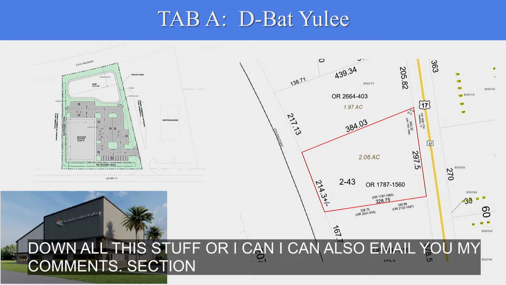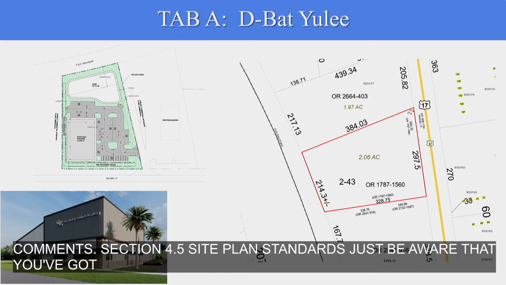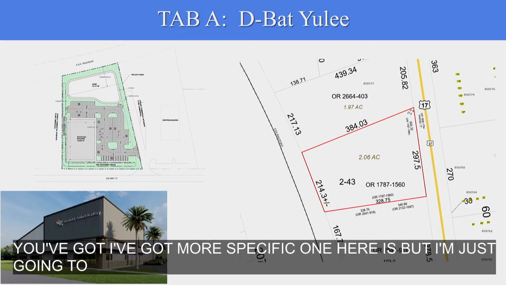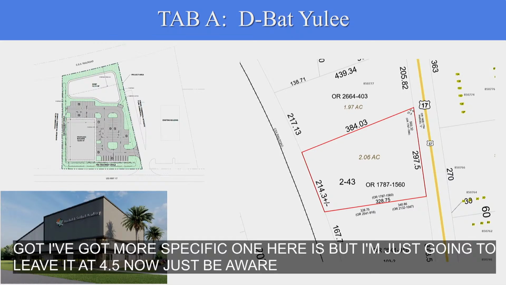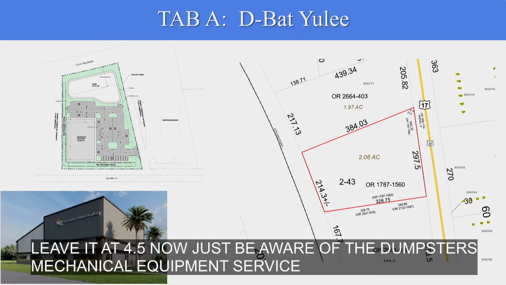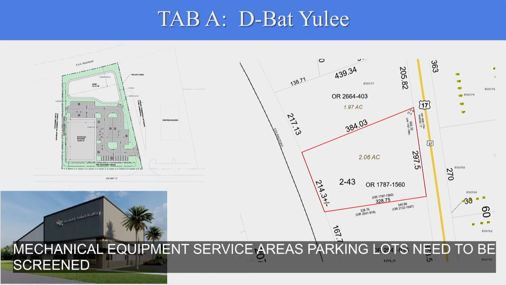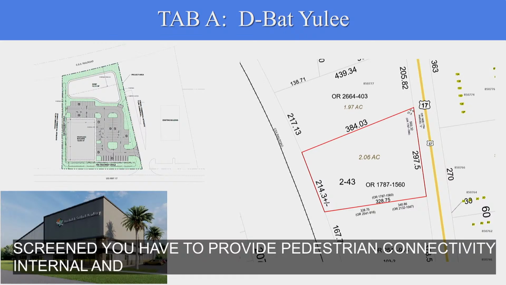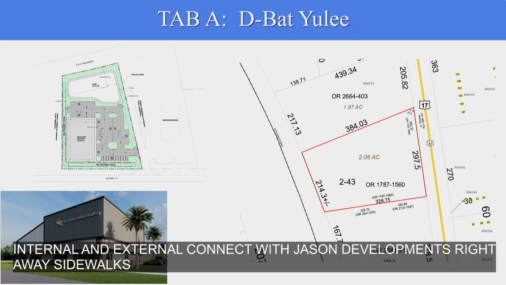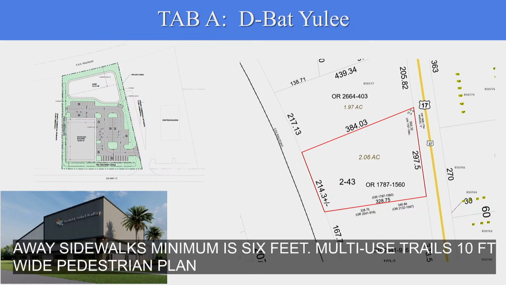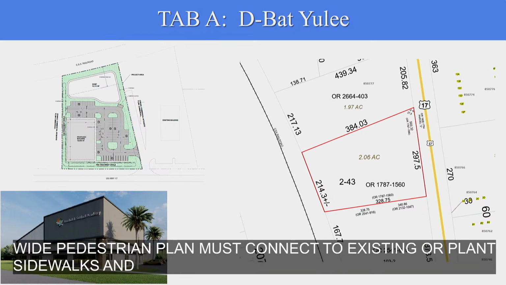Section 4.5, site plan standards. I've got a more specific one here, but I'm just going to leave it at 4.5 right now. Just be aware that dumpsters, mechanical equipment, service areas, and parking lots need to be screened. You have to provide pedestrian connectivity, internal and external, connecting with adjacent developments and rights-of-way. Sidewalks must be a minimum of 6 feet in width. Multi-use trails are 10 feet wide, and the pedestrian plan must connect to existing or planned sidewalks and multi-use trails.